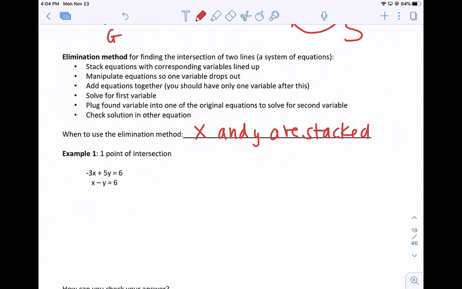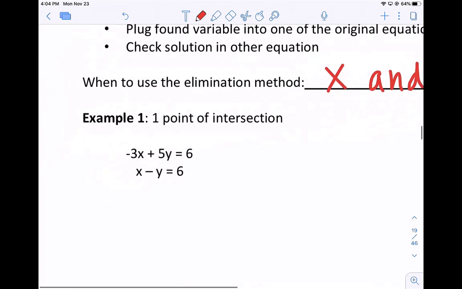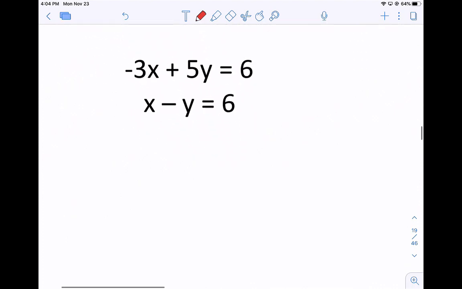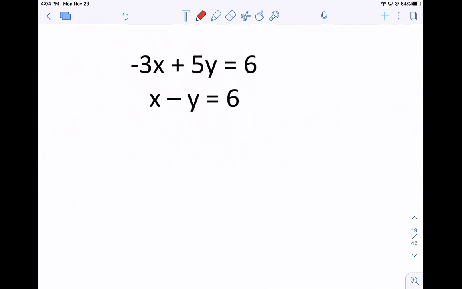So let's take a look at an example of elimination. All right, so this one right here, it would say solve, find the point of intersection. I guess it was example one. And since x and y are on the same side, I would choose elimination to solve. If you wanted to use substitution, you have to get x by itself or y by itself. If you wanted to graph it, you'd have to get y by itself for both.